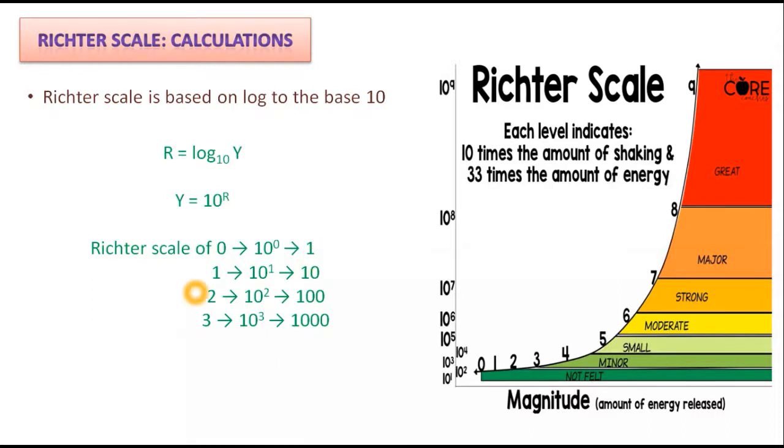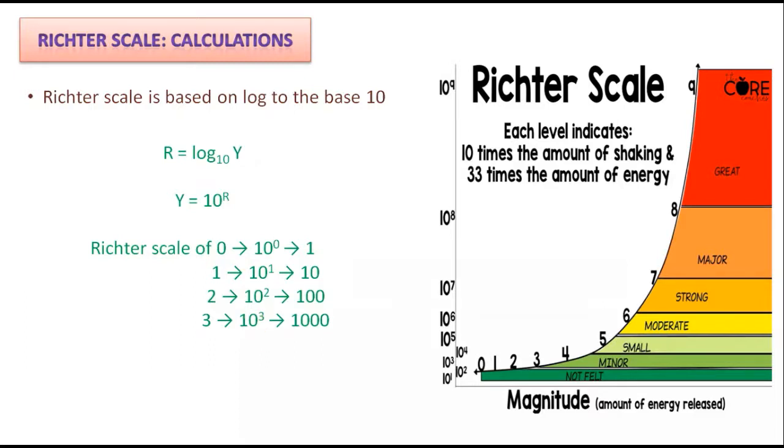Now a Richter scale of 1. If we have the Richter value of 1, what does it mean? It would mean 10 to the power of 1, so that means 10. Again, if we have the Richter scale of 2, that means 10 to the power of 2, which is equal to 100. A Richter scale of 3 means 10 to the power of 3, which is 1000. So do you see something here?